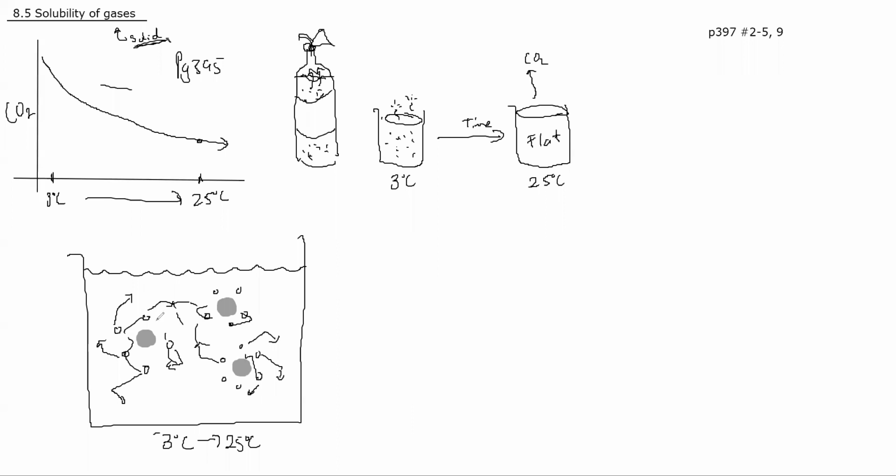So, as water molecules move around, they have a lot more kinetic energy. The gas molecules will be able to escape from the natural intermolecular forces of the water and leave the solution. And as it gets hotter, that is why there is less ability for the gas molecules to be dissolved. That's pretty much it.